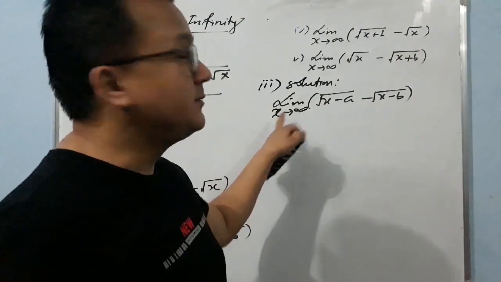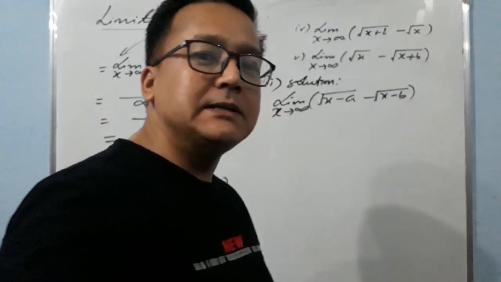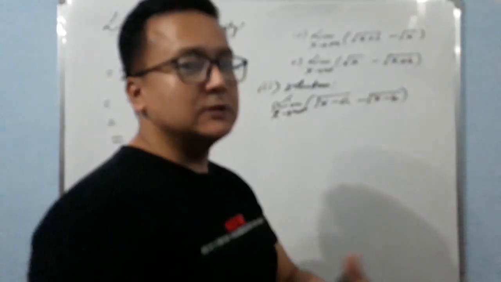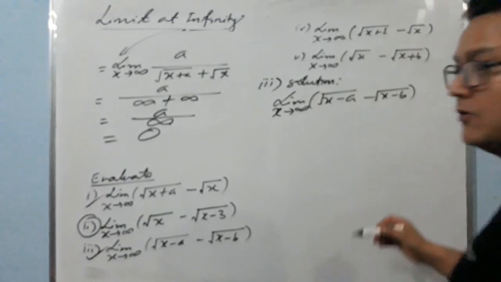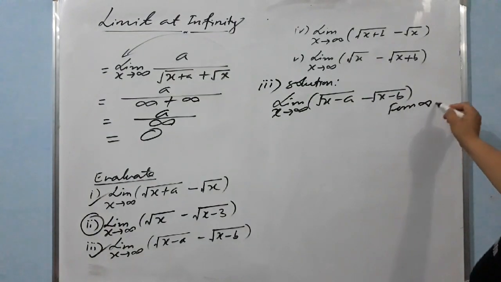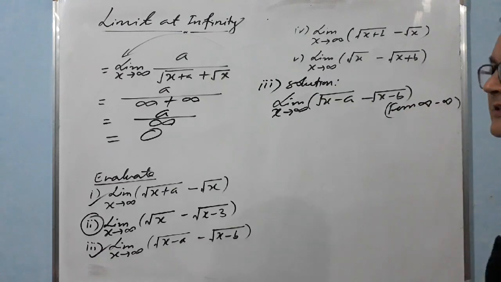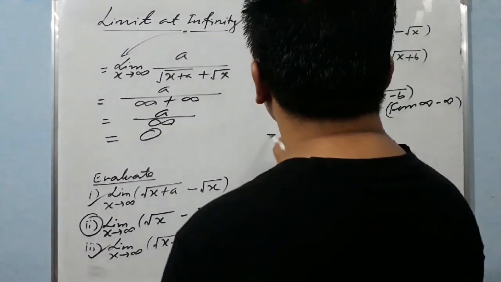As x tends to infinity, x minus a tends to infinity, root of infinity is infinity. x minus b also tends to infinity, root of this is infinity. We are going to get infinity minus infinity. This is our indeterminate form. Now we need to simplify, okay?